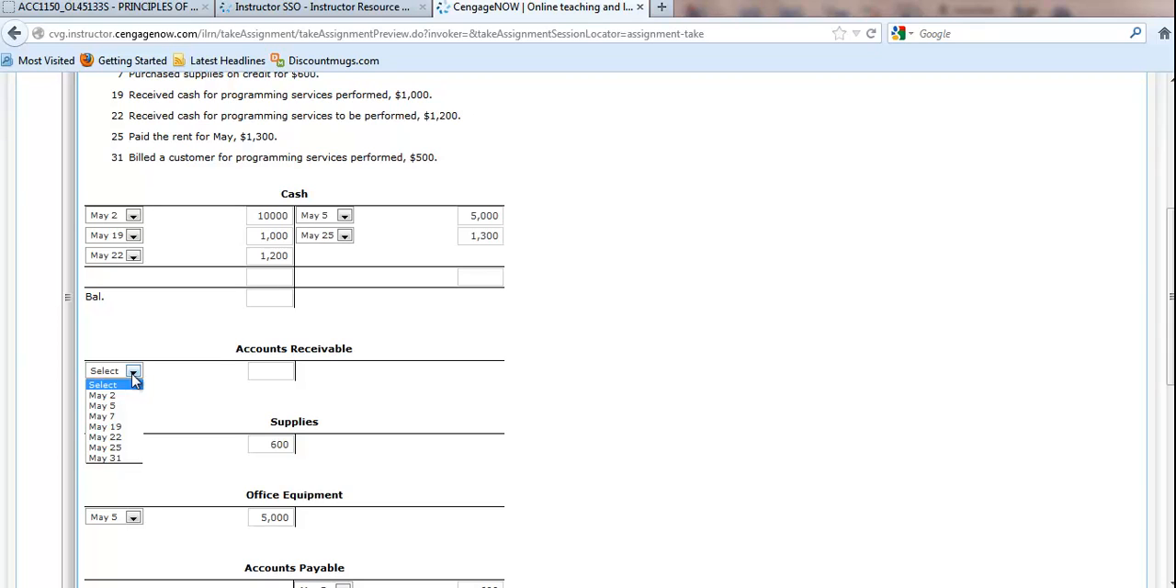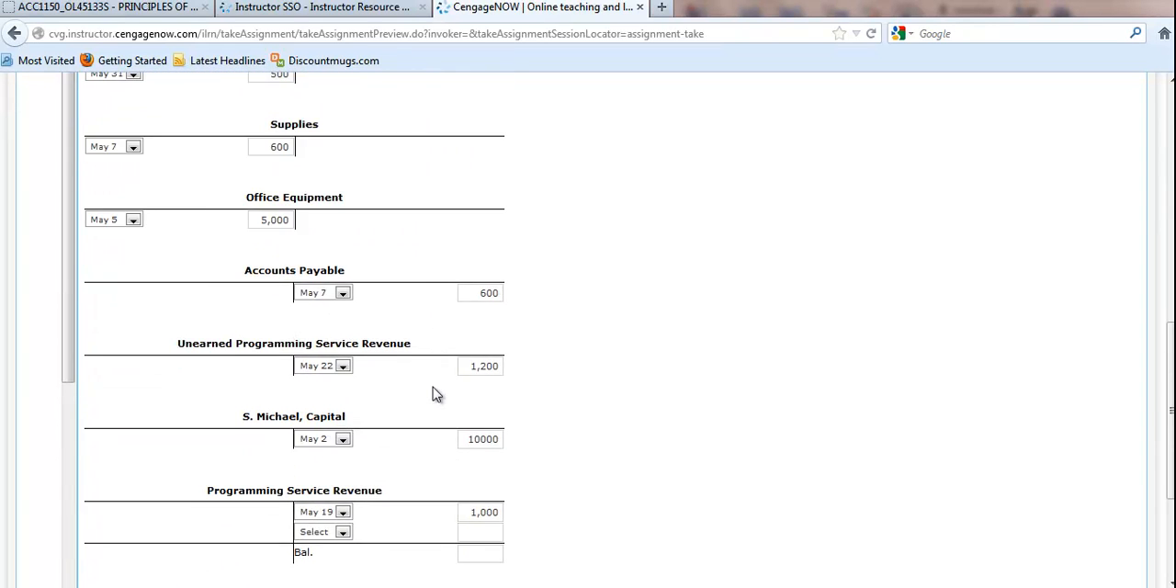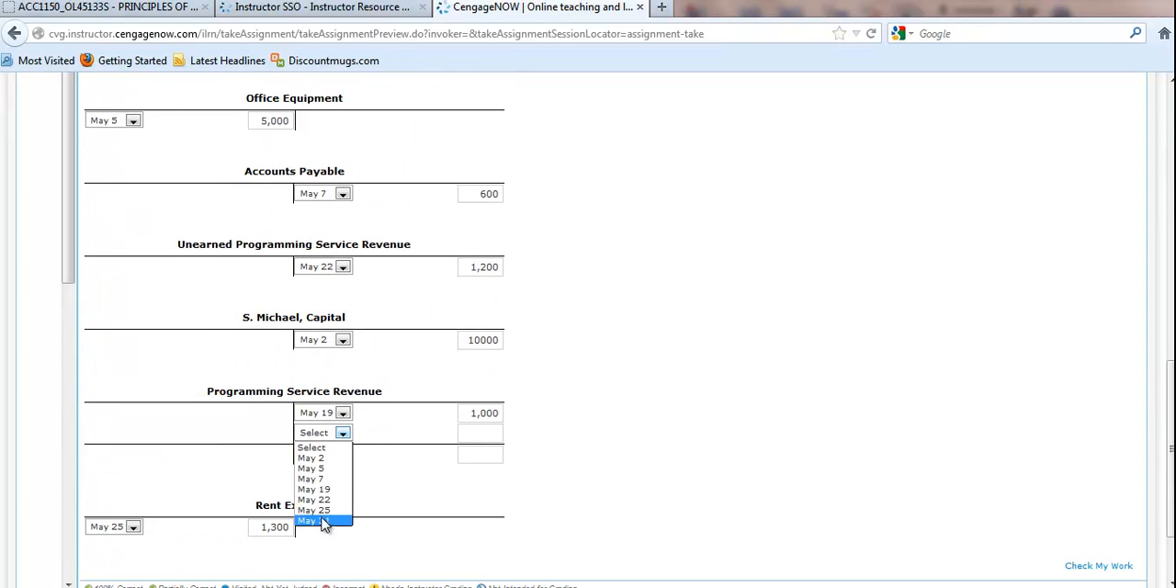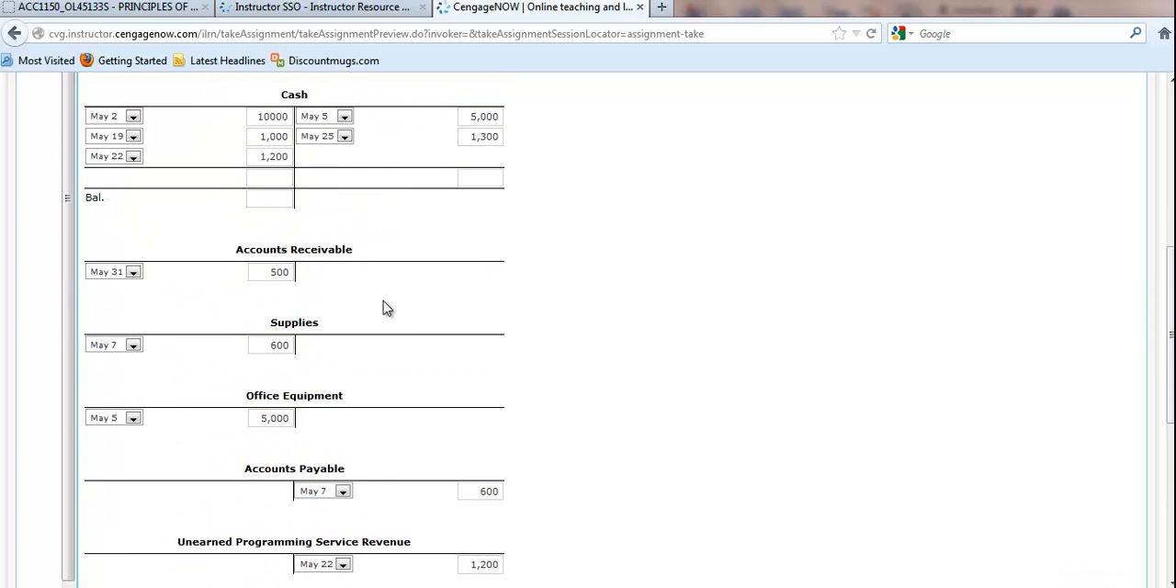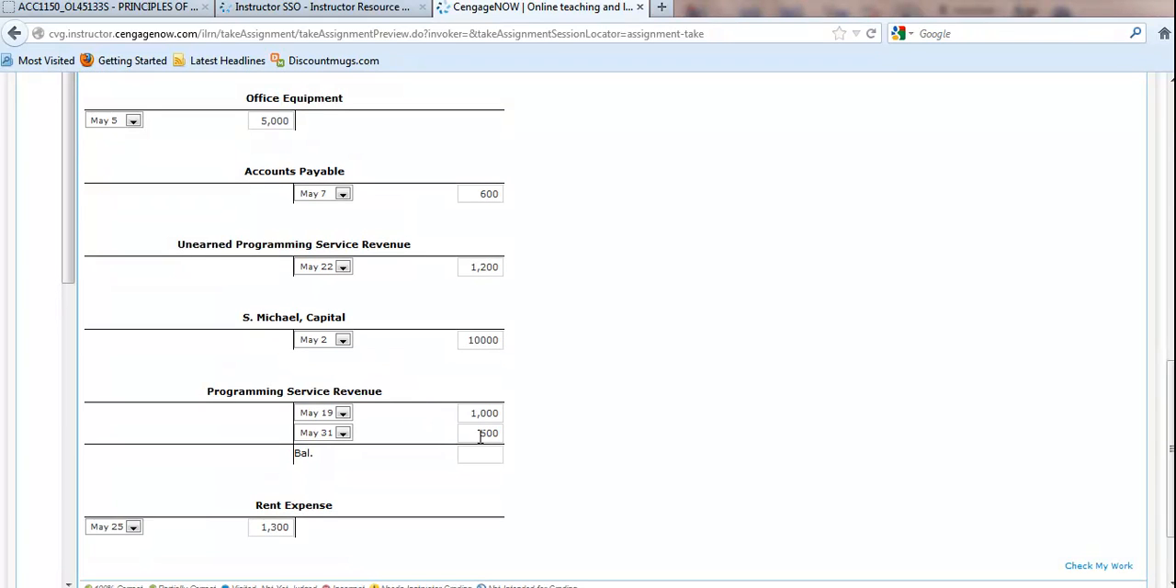So we're going to use our asset account, accounts receivable. And they owe me $500 because I sent them a bill. Why do they owe me $500? Well, for programming services performed. In this situation, I provided $500 worth of programming service, and once I was done, I sent them a bill, and so I'm going to receive that money in the future. So I'm going to debit accounts receivable for $500, and I'm going to credit my revenue for $500.